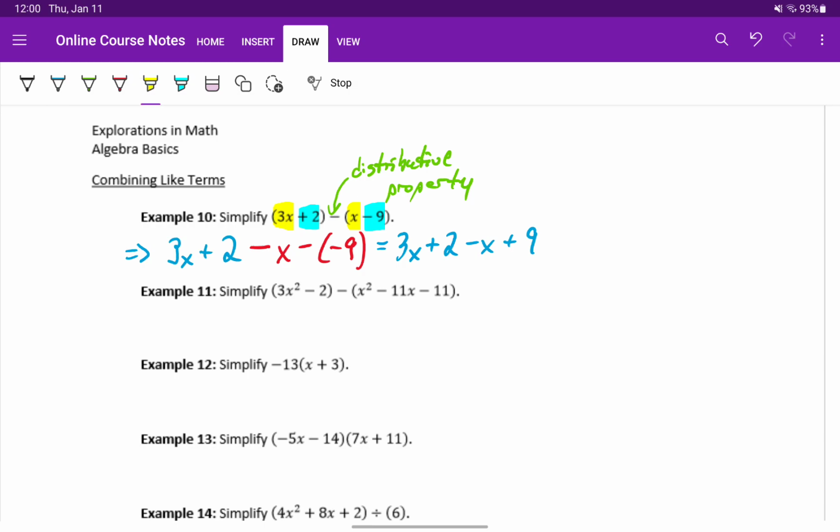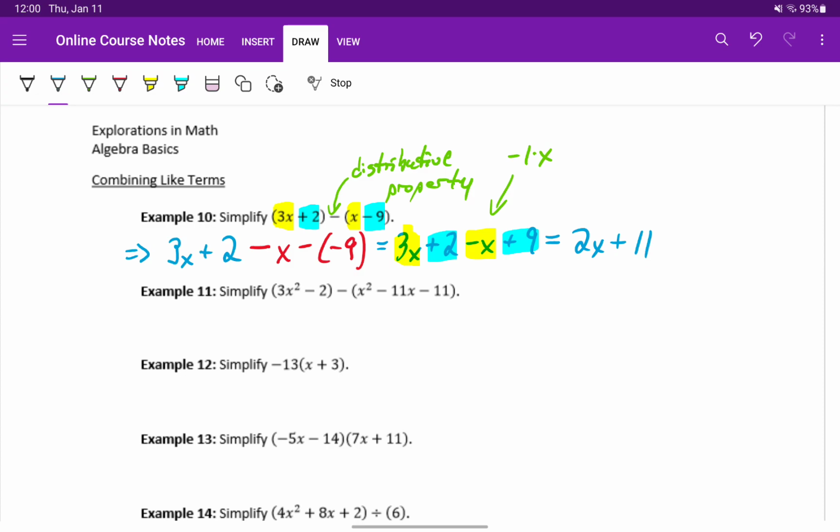From there, we can look at identifying those like terms to see how we would combine to simplify our problem. First, we look at 3x and minus x, keeping in mind that minus x is the same thing as minus 1 times x. We can add those coefficients together to get positive 2x, and then we can combine our constant terms to get plus 11. So we were able to simplify that more complicated expression down to 2x plus 11.